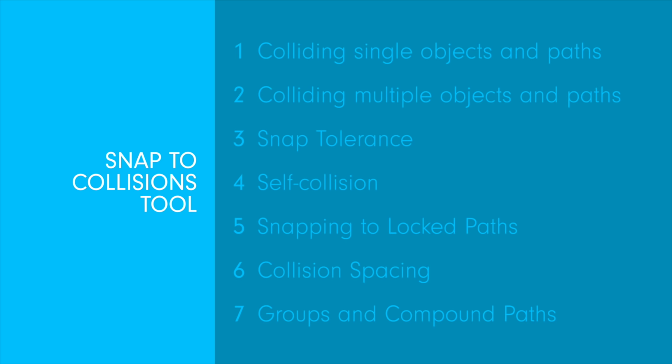All of the following is applicable to both objects and paths, but for simplicity's sake I'll just refer to objects so as not to repeat myself too much. Overall we'll cover colliding single objects and paths, colliding multiple objects and paths. We'll also look at the following settings in the Preferences panel: snap tolerance, self-collision, snap interlocked paths, collision spacing, and groups and compound paths.